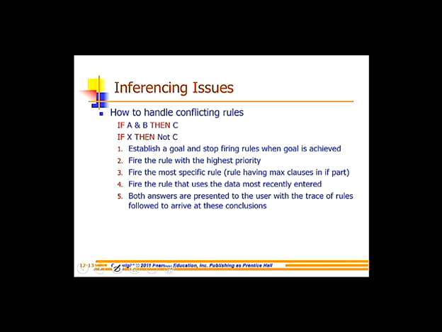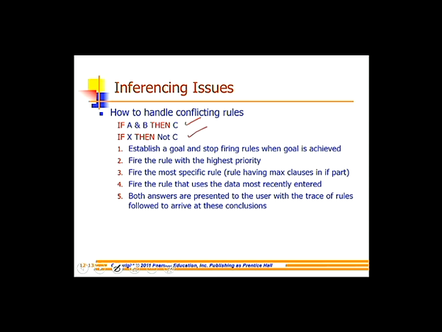The second issue in inferencing is how to handle conflicting rules. Sometimes the rules have certain conflicts. Let's say here, this is a very simple example. If A is true and B is true, then C is true. Another rule says if X is true, then C is false, right? Now if I follow, let's say A, B and X, all of them are true. If I follow rule 1, it says C is true, and if I follow rule 2, it says C is false. So which one to choose?